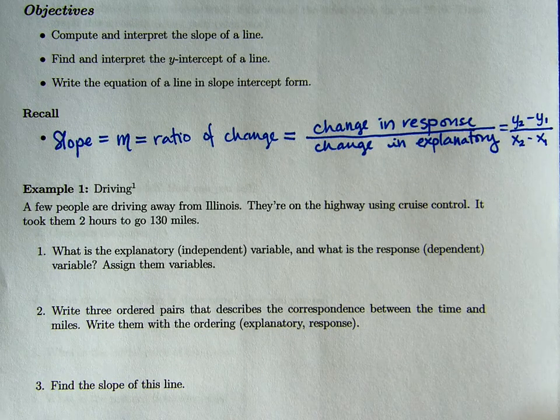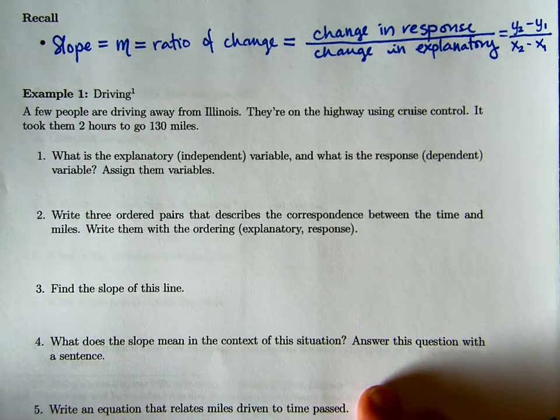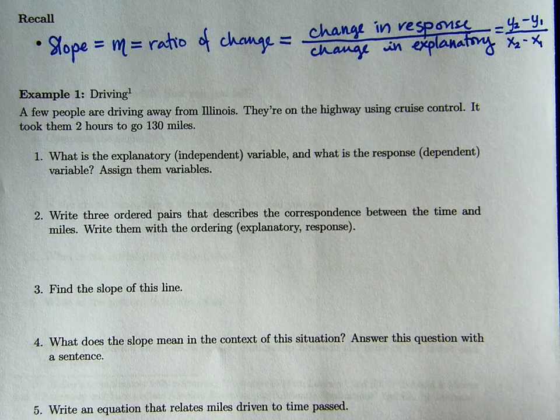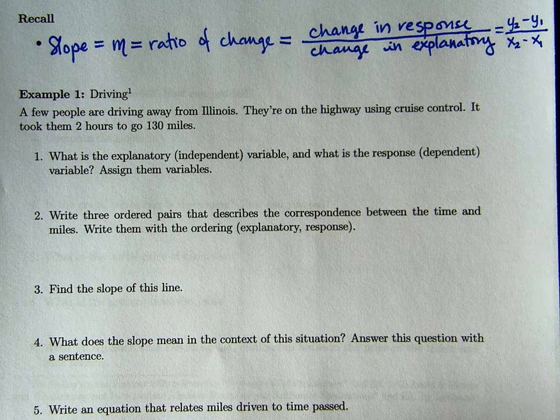Example 1, driving. A few people are driving away from Illinois. Who knows what they're doing? They're going up north to a lake. They're going down south to a beach. Who knows? Whatever they're doing, they are driving away from Illinois. They're on the highway using cruise control. It took them 2 hours to go 130 miles.